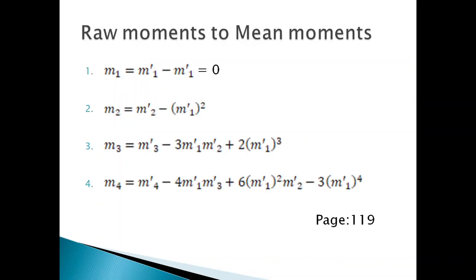And moments ratio I have already discussed. Now we have raw moments to mean moments. We have discussed in detail what the mean moments are, and we have also discussed the raw moments. So if you have some raw moments, you can find all these formulas on page number 119. And if some raw moments are given to you in a question, you can convert these raw moments into mean moments by using all the following formulas. So again you have to memorize these formulas.